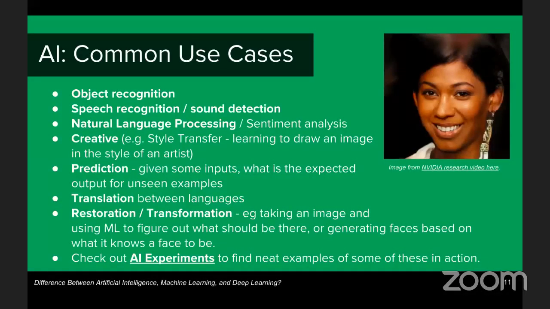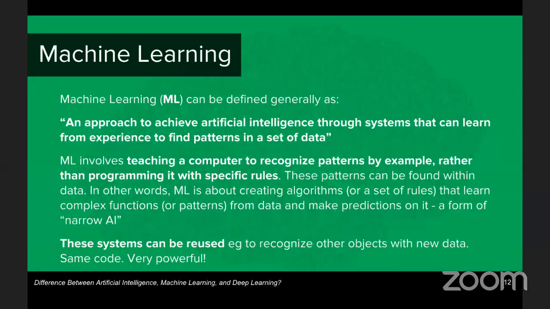So onto machine learning then. Machine learning is basically an approach to achieve AI that we just spoke about on the previous slide. Essentially these are the systems that can learn to find patterns in the data you present to it. Now, the key thing that's very important here is that these systems can be reused. So if I train a system that can recognize cats, for example, the same system can be used to recognize dogs just by changing the training data, without changing any of the actual code that was written to do that. And that's very, very powerful.